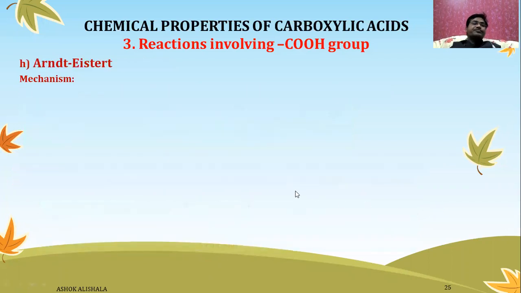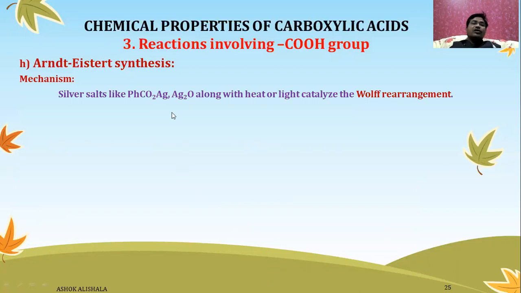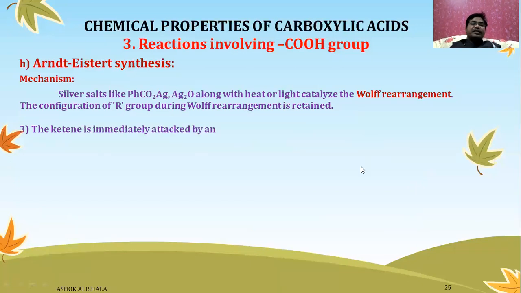Now let us see. In this case, the silver salts like silver benzoate or silver oxide, along with heat or light, catalyze the Wolff rearrangement. The configuration of the alkyl group during the Wolff rearrangement is retained. That is, in the case of optically active compounds, during the Wolff rearrangement there is no change in the configuration of the alkyl group. The ketene is immediately attacked by an appropriate nucleophile in the solution.